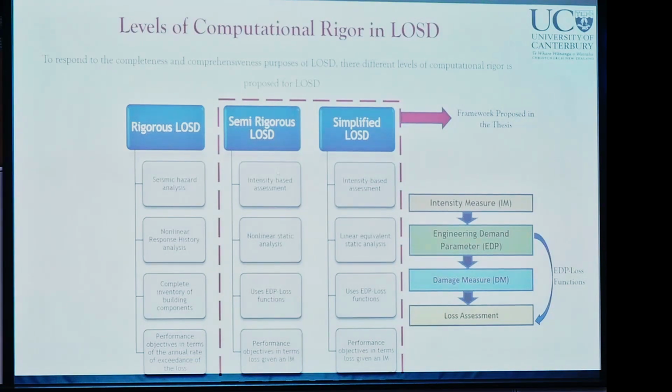Through an example of a case study building, I explain the differences between three different levels of computational rigor. But in summary, the first level, the rigorous loss assessment, is based on conducting nonlinear response history analysis. The second one is based on a nonlinear pushover analysis, and the simplest one is based on a simple linear equivalent static analysis. The other differences I explain as I go through an example.